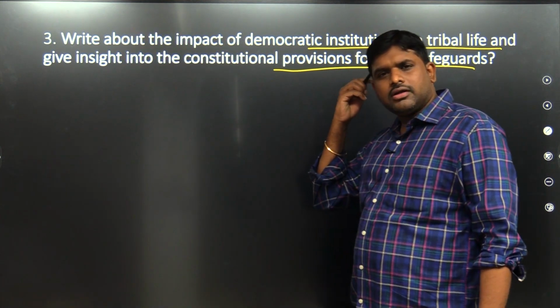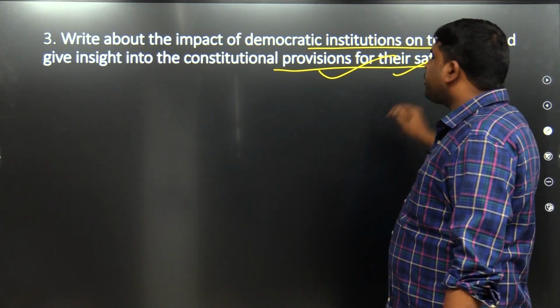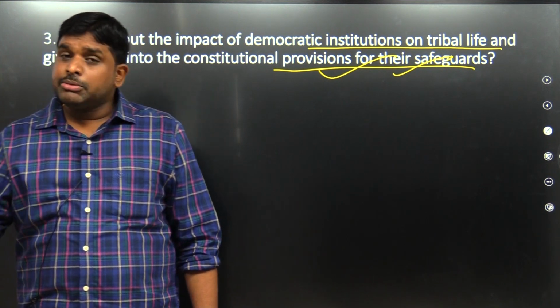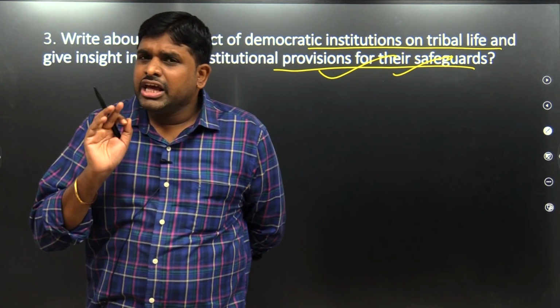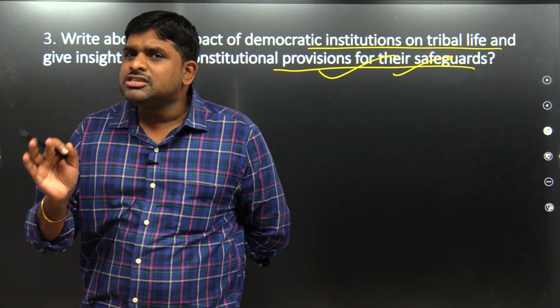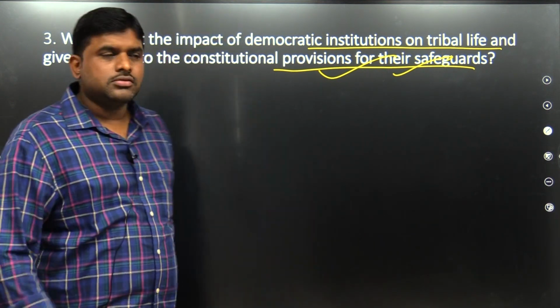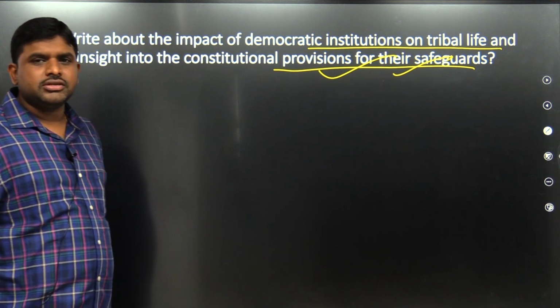The question is about giving insight into the constitutional provisions for their safeguards. Then you have to mention the PESA Act. Then you have to mention the Forest Rights Act also. Why? Because if we want to declare any person's rights on the forest, the Gram Sabha compulsorily needs to be constituted. So this is what you have to mention.